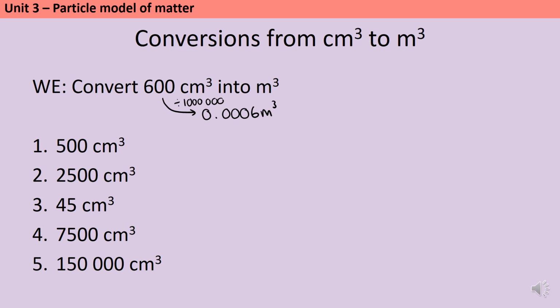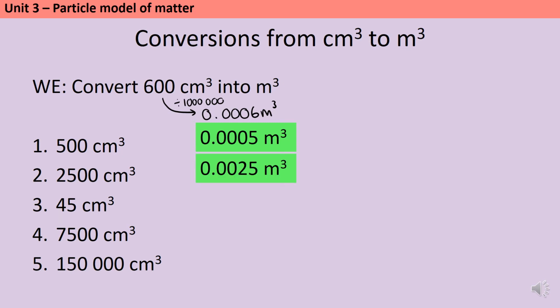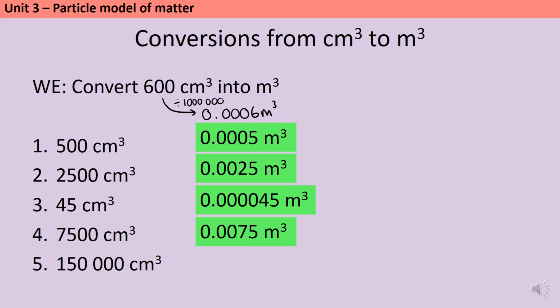Hopefully you managed to work out that 500 centimetres cubed is 0.0005 metres cubed, 2,500 centimetres cubed is 0.0025 metres cubed, 45 centimetres cubed is 0.00045 metres cubed, 7,500 centimetres cubed is 0.0075, and 150,000 centimetres cubed is 0.15 metres cubed.